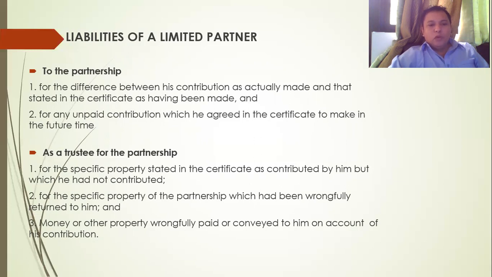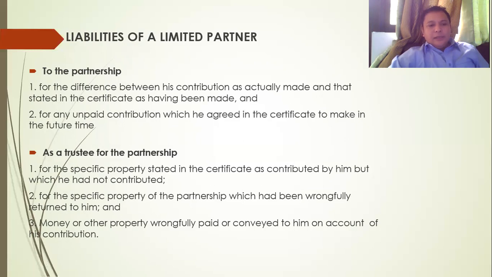Number two, for the specific property of the partnership which had been wrongfully returned to him. So there is a specific property which is borrowed by another person and returned, instead of returning to the partnership, it's returned to the limited partner. And this time the limited partner becomes a trustee. So he's holding on to the property of the partnership.